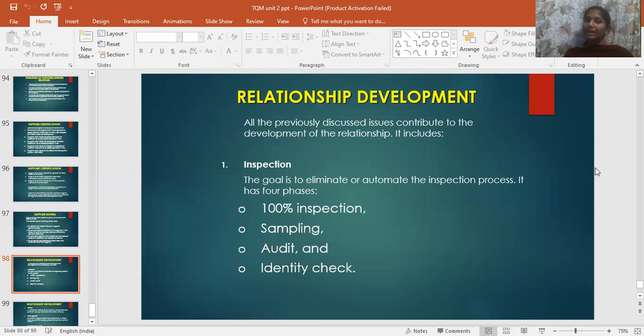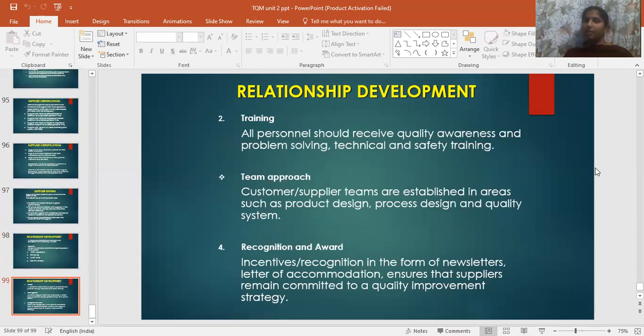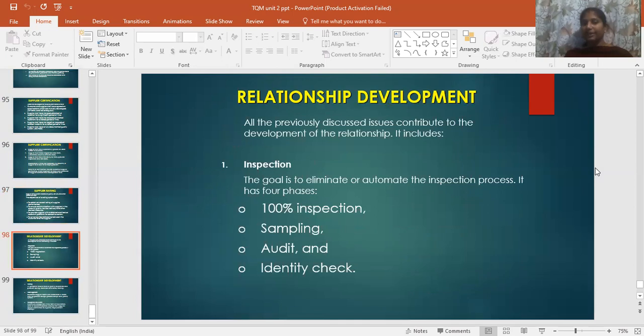So what is relationship development? It includes inspection, training, team approach, recognition, and reward. In inspection, we can do 100 percent inspection. If not, we can go for sampling. If it is a most trusted supplier, we just audit, and then with more loyalty and trust in the supplier partnership, we just go for an identity checkup.